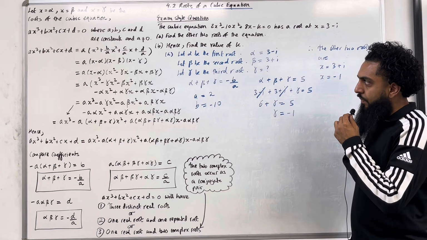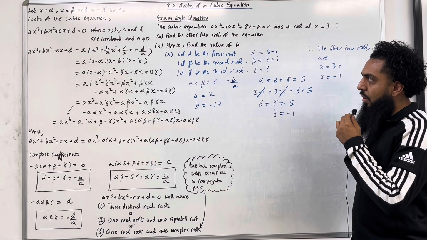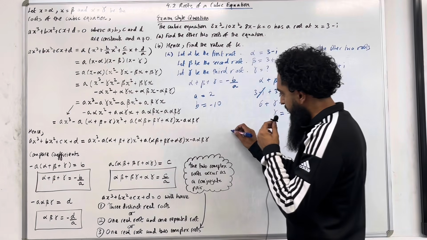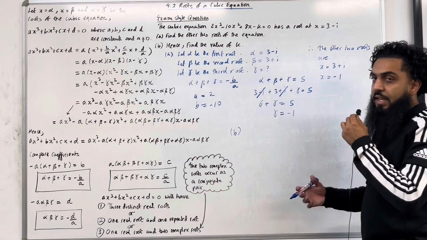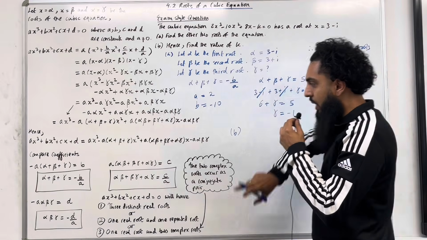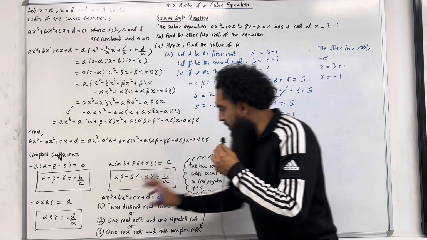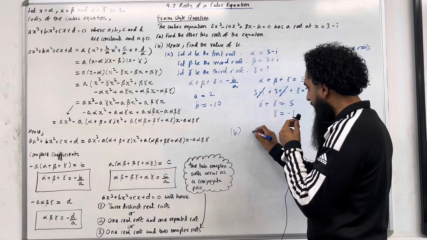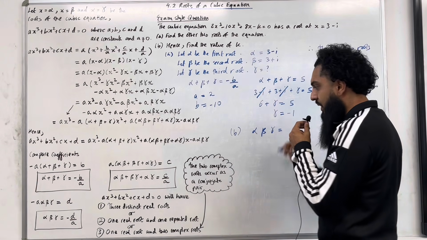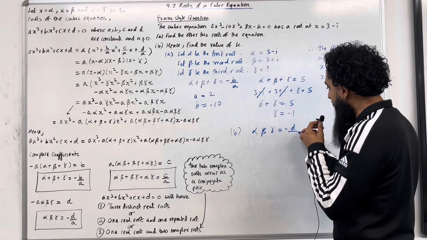Moving on to part B. Hence, find the value of k. So we are after the value of k. Now the k is associated to the d term, so if we go back to our key facts over here, which one has a d involved? It is this one over here. So we have that alpha, beta, gamma has to equal minus d over a.